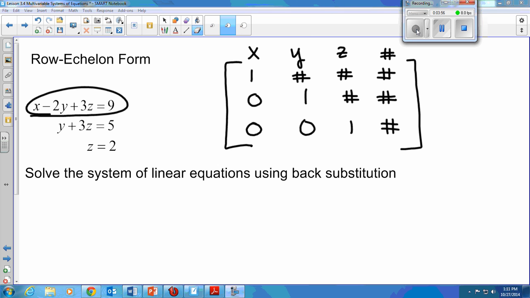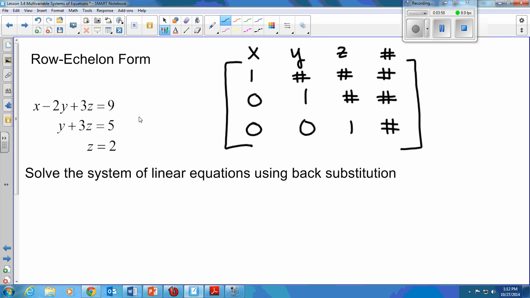When we get into row echelon form, like this equation right here, it's already in row echelon form. So we've got 1, 2, 3, 9, 0, 1, 3, 5, 0, 0, 1, 2. It's in row echelon form if I had it written as a matrix. Once we do that, we're going to do the same thing we did last time. We're going to use back substitution.